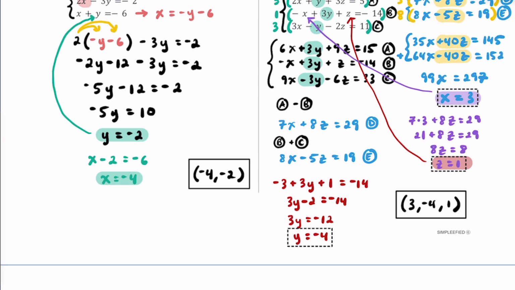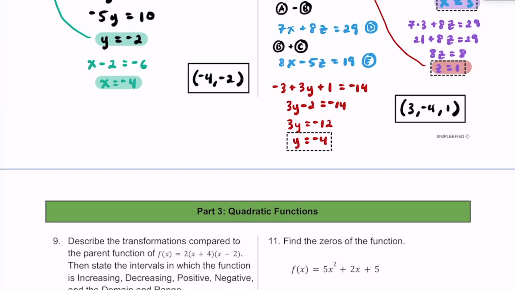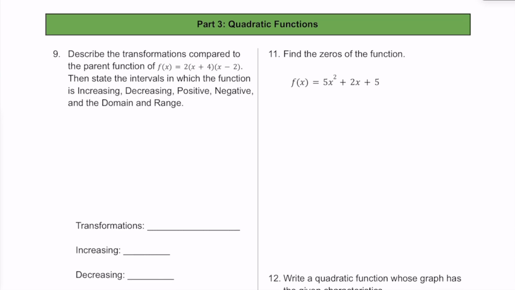All right, so that wraps up part 2 of this review. Let's move on to part 3, where we're going to work on quadratic functions a bit.